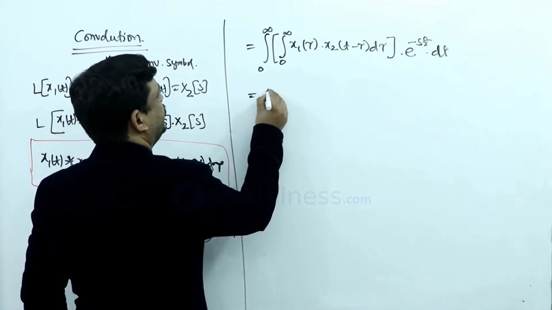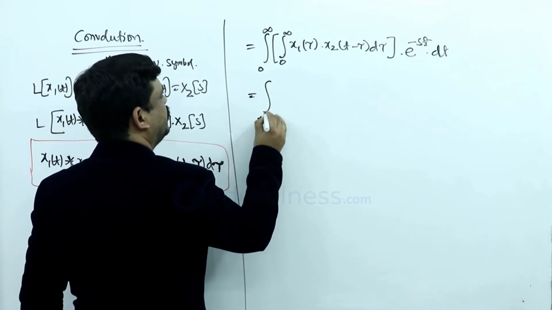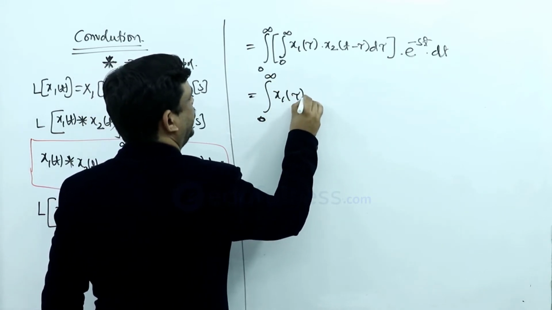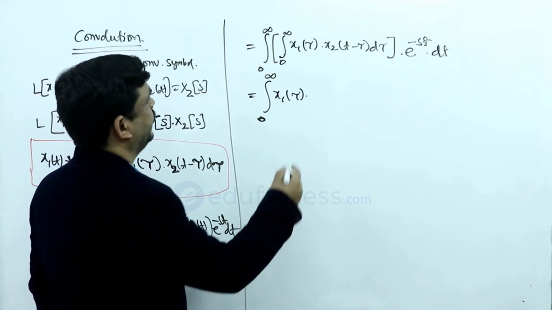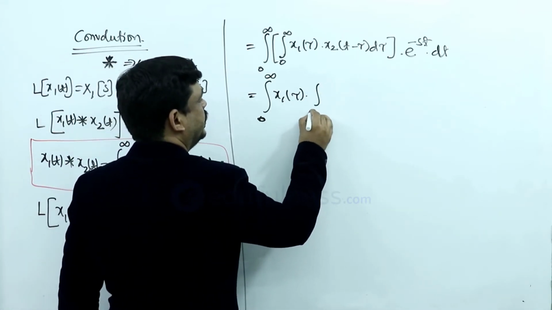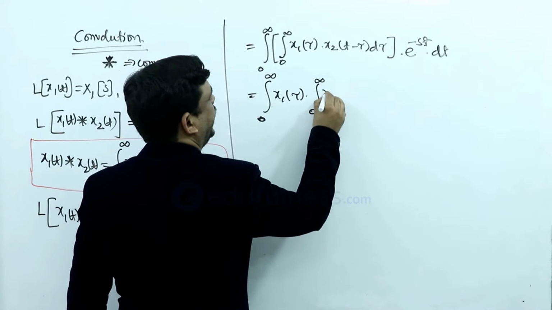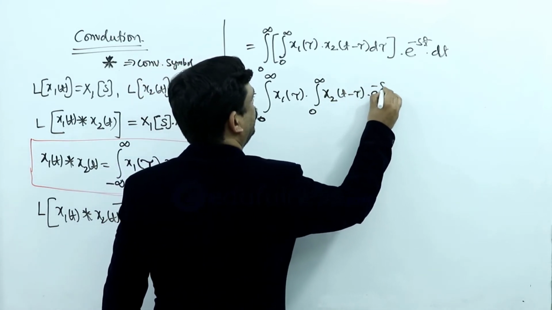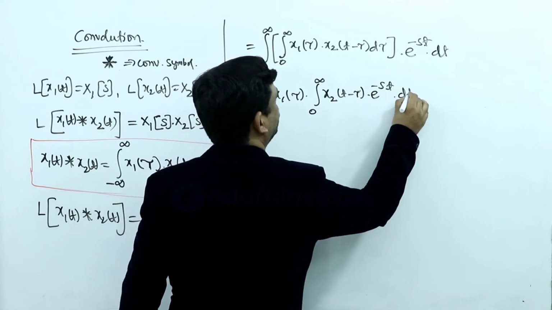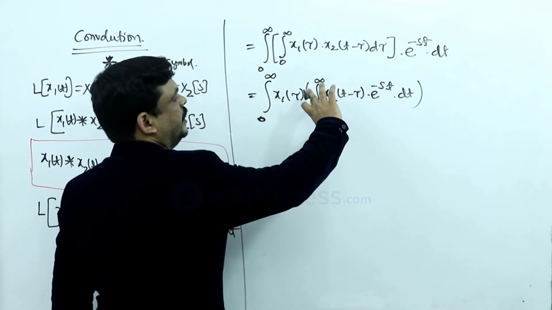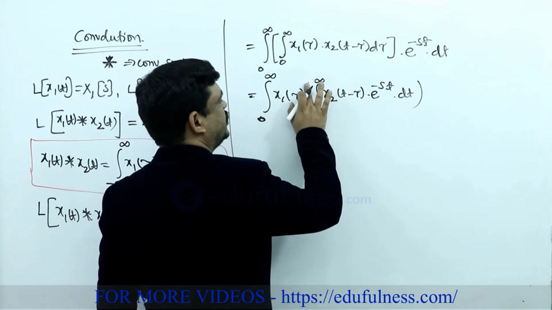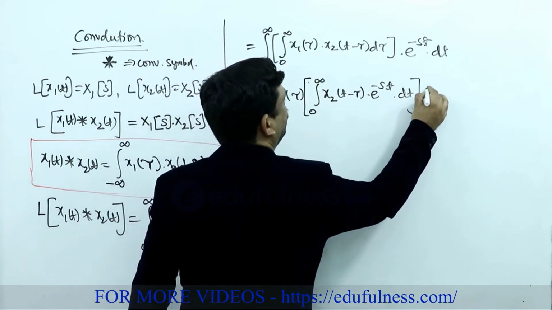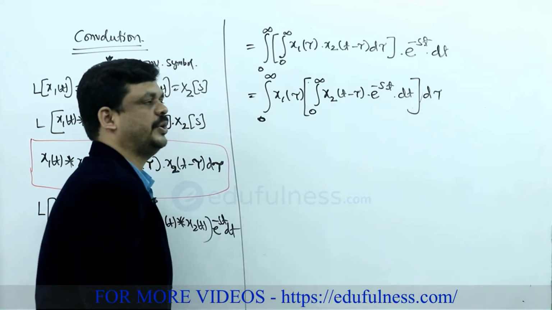First of all, I want to write the integration with respect to t. For that purpose I am writing x1 of tau outside, and the remaining function inside: integral from 0 to infinity of x2 of t minus tau into e to the power of minus st dt. This integration is with respect to t, so all the t functions are defined within this integration. And later I want to perform the integration with respect to tau.